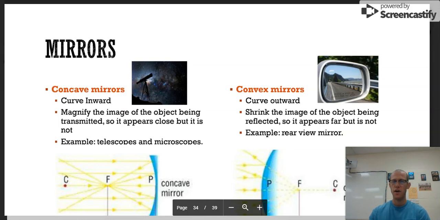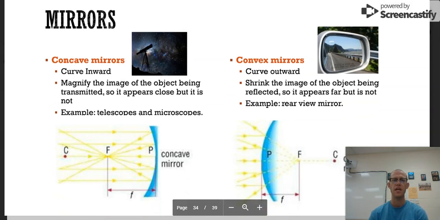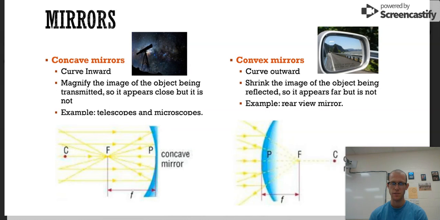So first, let's talk about mirrors. Two types of mirrors, concave mirrors and convex mirrors. Concave mirrors are mirrors that curve inward. They magnify the image of an object, so it appears close when it's really not. For example, this would be a telescope or microscope. The light from an object comes in and gets reflected so it appears closer to the focal point.